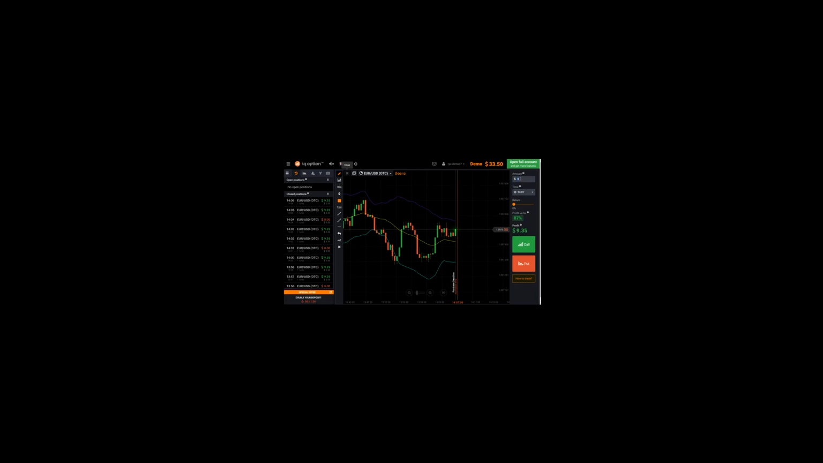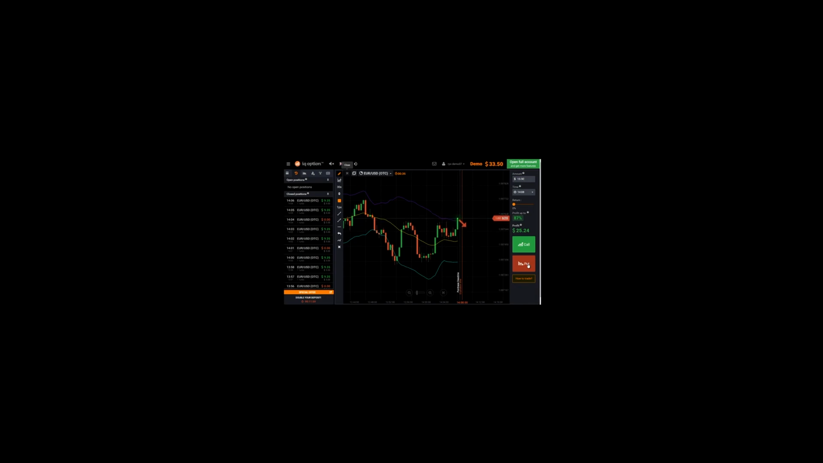I raised the trading amount from $5 to $30.50 because even if I lose, I still have a $20 balance. But this will give a nice leverage if I win, and so you have to really focus. This is going up. It's a nice upwards trend. It's almost reaching the upper Bollinger Band.